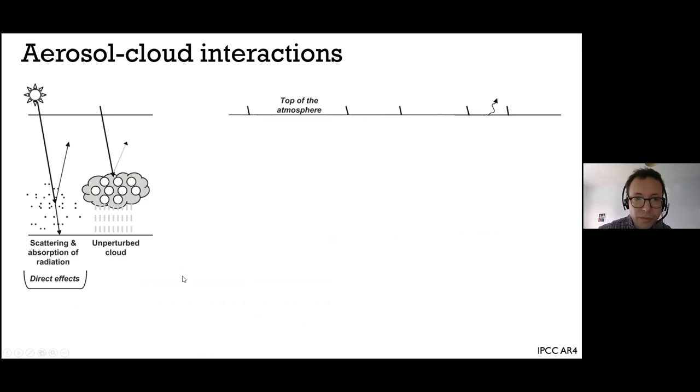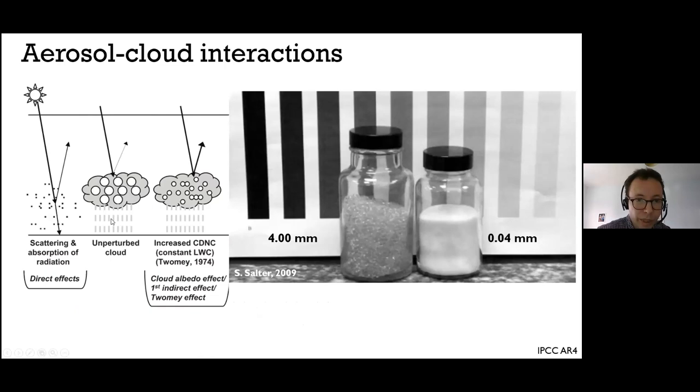And then we have the aerosol cloud interactions, which now happen when we have an aerosol perturbation. So the idea is here that if we have the same amount of liquid water, then more aerosol particles lead to smaller cloud droplets compared to this unperturbed cloud. And these smaller cloud droplets increase the brightness of the cloud, and the clouds appear, well, brighter and can reflect more solar radiation.